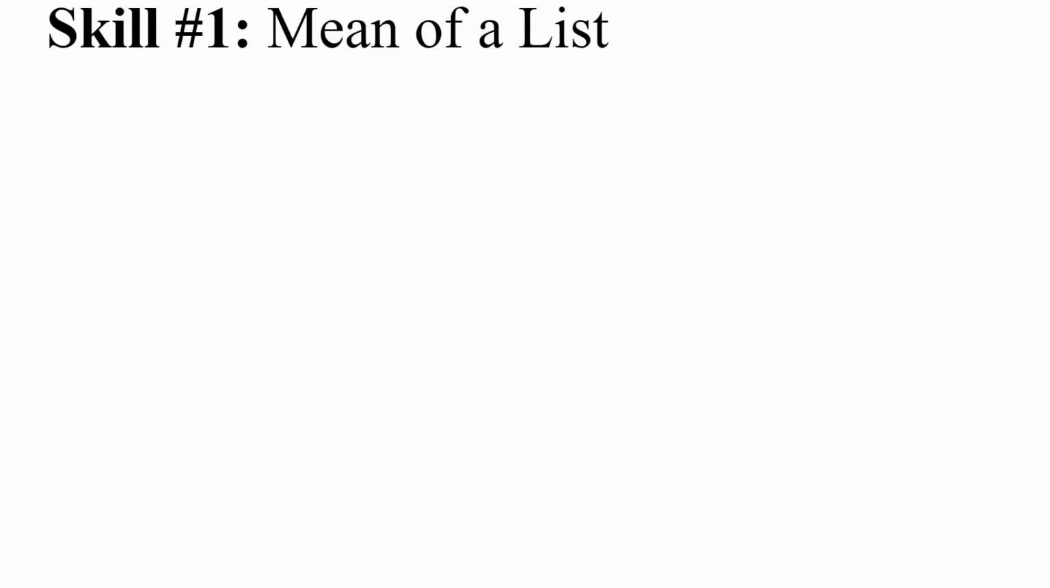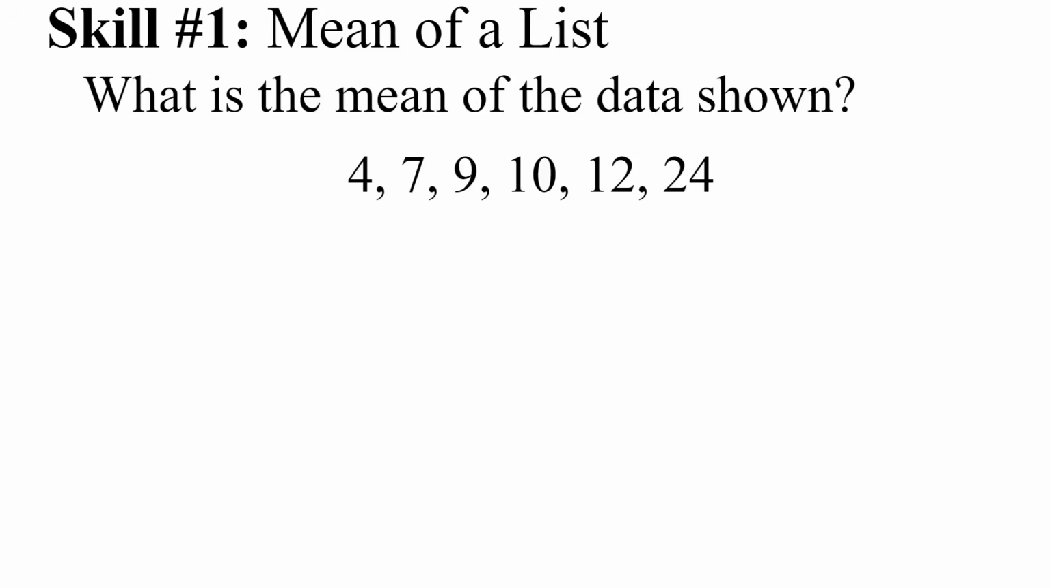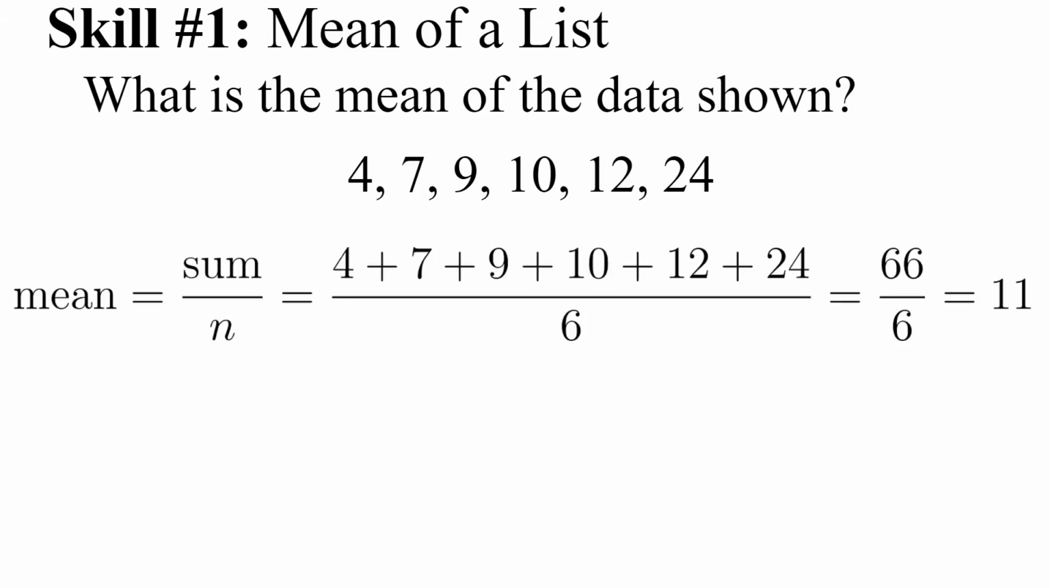All right, so skill number 1, mean of a list. First I count, and I see there's 1, 2, 3, 4, 5, 6 data values, so n is equal to 6. Next, we are going to use the equation, so mean equals sum over n. 4 plus 7 plus 9 plus 10 plus 12 plus 24, that's our sum, and n is 6. You should get 11 if you put that in a calculator.